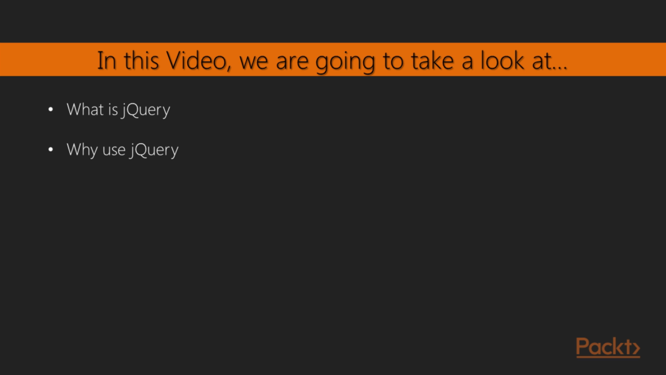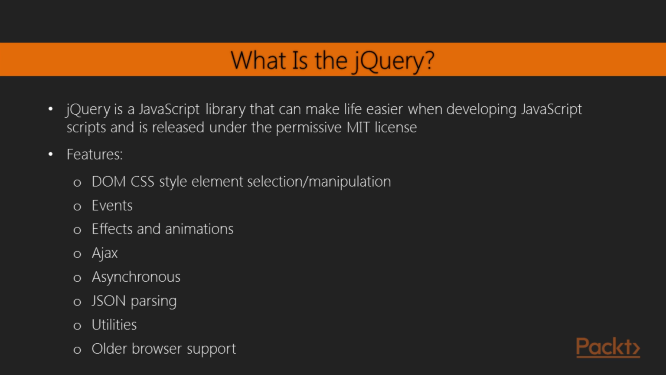In this video, we'll be looking at what jQuery is and why we should use it. So first off, what is jQuery? jQuery is a JavaScript library that can make your life a lot easier once you start developing JavaScript. And it is also released under the permissive MIT license.